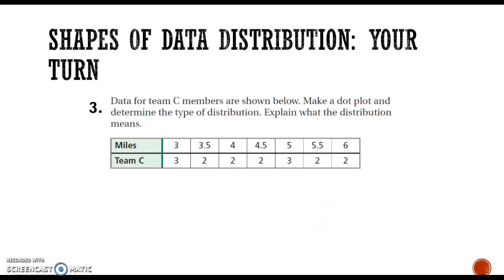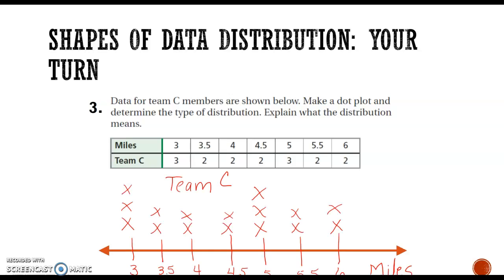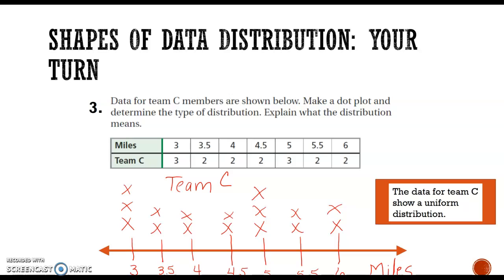Try this one. Here's Team C, and the members are shown below. Make a dot plot, then determine the type of distribution and explain the meaning. Okay, let's see how you did. Here's your dot plot. And because all of the stacks seem to be about the same, we would say the data for Team C shows a uniform distribution.